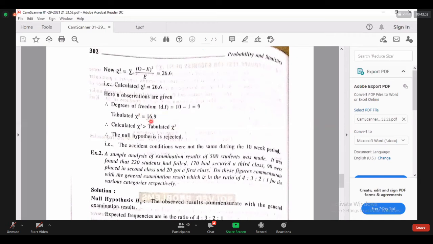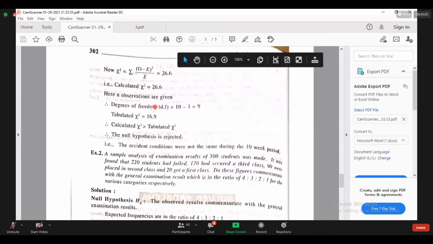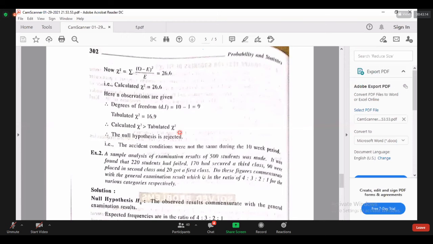After getting the table value and calculated value, we compare. The calculated value is 26.6. The chi-square calculated is greater than the table value. If this condition is satisfied, we reject the null hypothesis. Therefore, the null hypothesis is rejected. That means the accident conditions were not the same during the 10-week period.